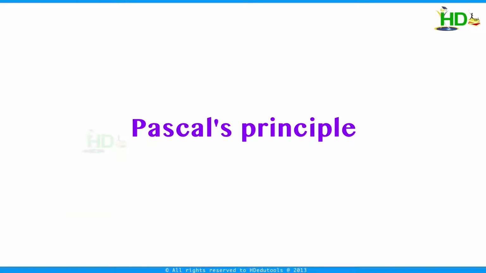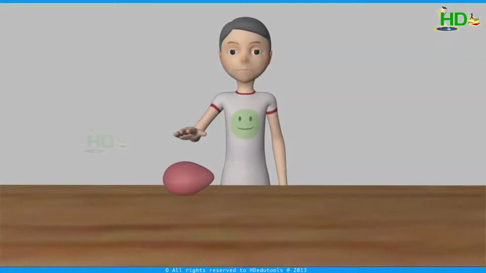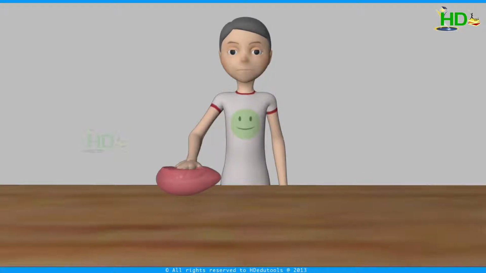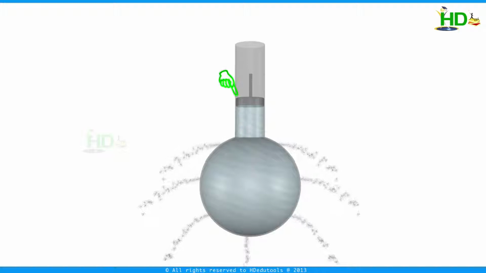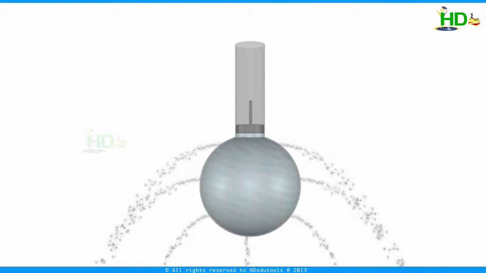Next we discuss Pascal's principle. When pressure is applied at a point in a confined fluid, see these examples. If you press a balloon at a point, then what happens? It bulges out at some other point. Similarly, if you press this, you are applying pressure at this point, but this pressure will be transmitted to these points, as I was saying in the figure. This example shows that a liquid can transmit pressure.